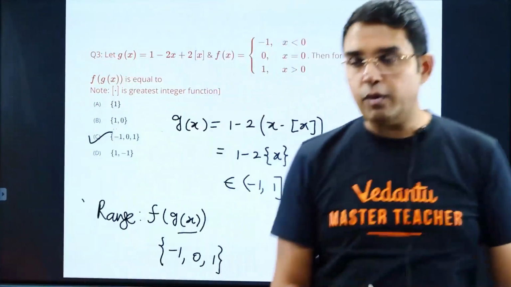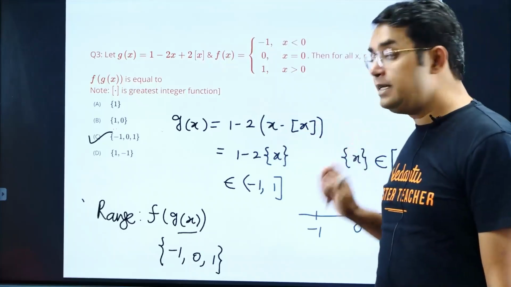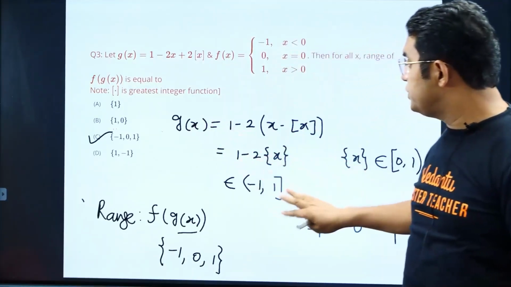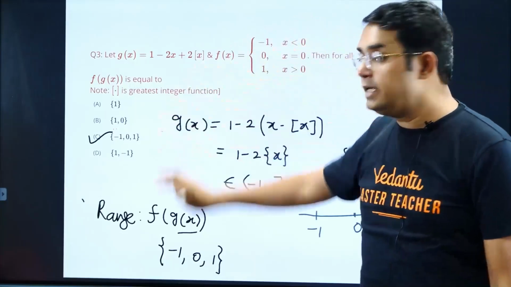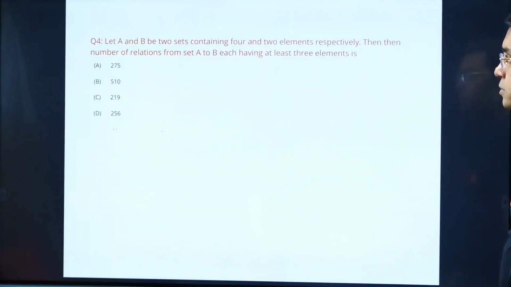I think that was an easy question. You just have to figure out that x minus this greatest integer function is the fractional part function, and then what is the range of g(x), that will make sure of the answer to this question. Okay, now moving to the next question, we are given question number 4 here.